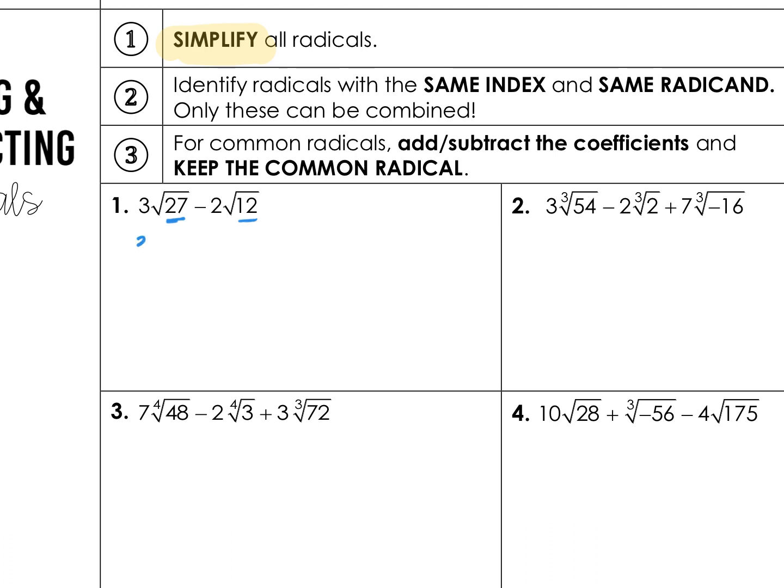So 27 is 9 times 3, and 9 is a perfect square. And 12 is 4 times 3, and 4 is a perfect square. So we take out the perfect squares. Square root of 9 is 3, and the square root of 3 stays under. Square root of 4 is 2, and the square root of 3 stays under. And then we simplify by multiplying the things that are on the outside.